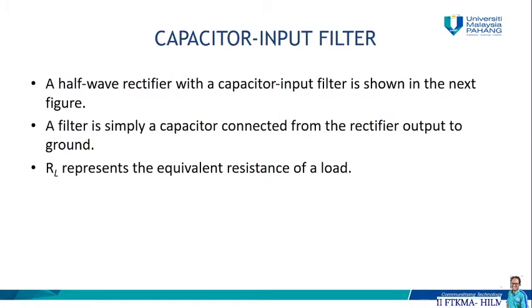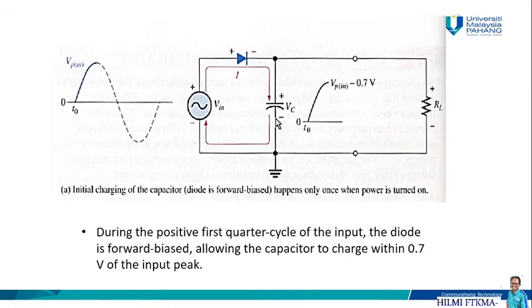Capacitor input filter. A half wave rectifier with a capacitor input filter is shown in the next figure. We have a diode, a capacitor, and a load resistor. The input voltage is AC. The filter consists of simply a capacitor connected to the diode, which acts as a rectifier output, and to the ground.